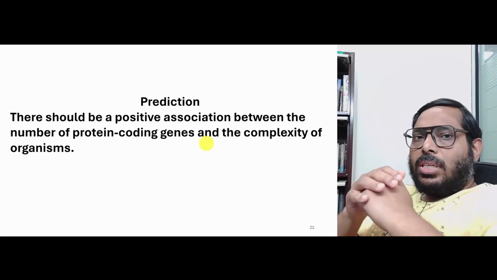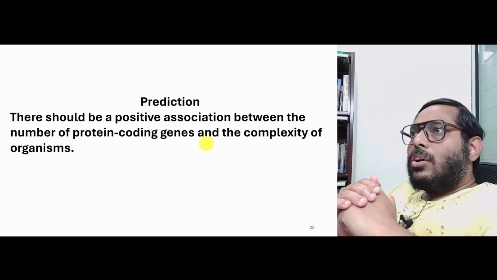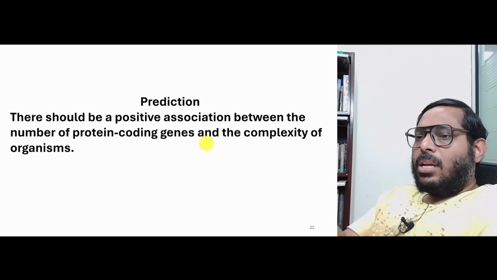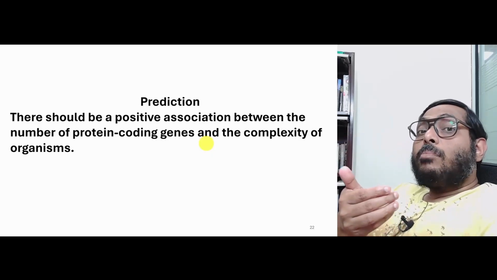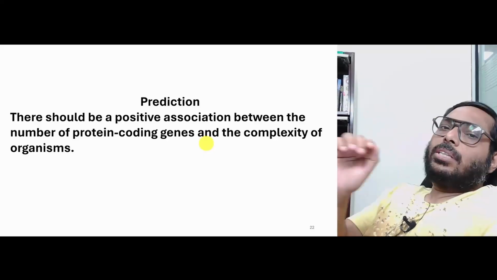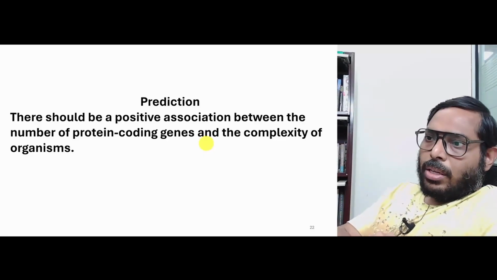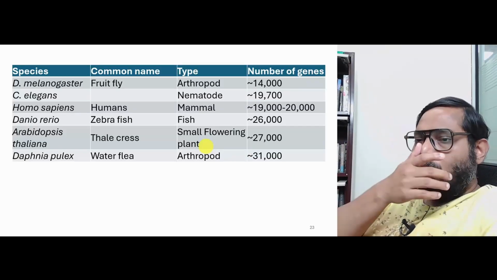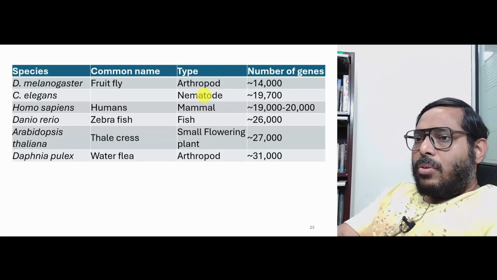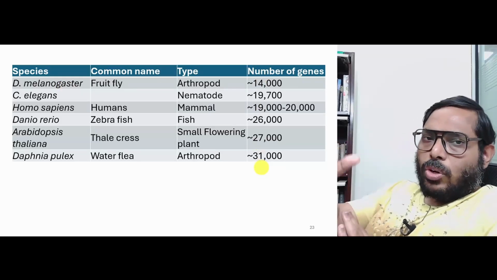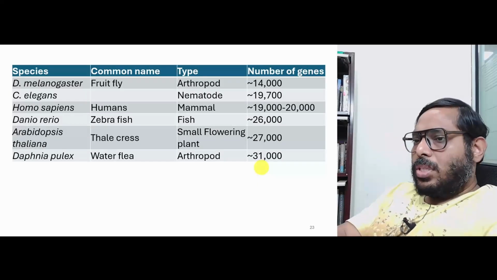Let us go back to our C-value paradox, and instead of saying that there should be a positive association between the genome size and complexity, let us simply say that there will be a positive association between the number of protein coding genes and the complexity of the organisms. Does this prediction hold? I will just show you a few examples. Here we have some species, and I have organized them in ascending order of number of genes, based on whatever we know from their whole genome sequences.